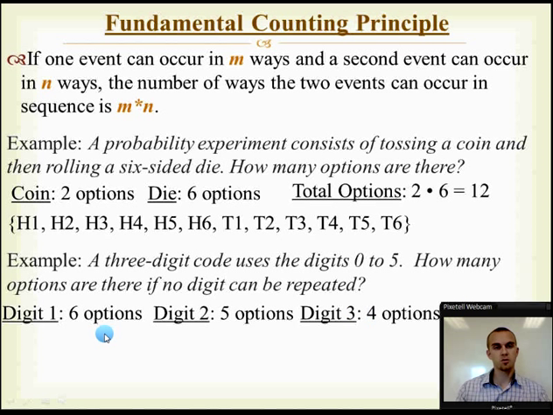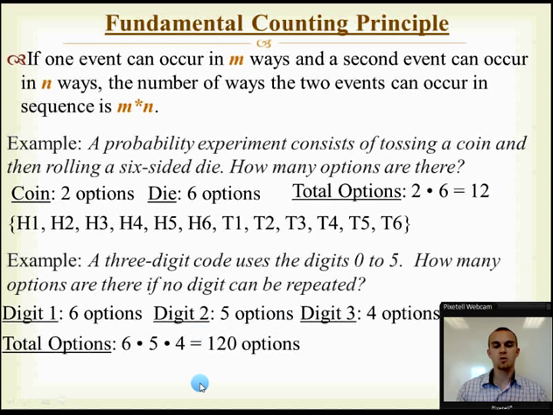So if we want to know the total number of options, we just multiply the 3 together and get 120 total options for a 3-digit code using the numbers 0 to 5 and not repeating. Now we could actually go through and list all of them, but for now we just want to know how many there are.